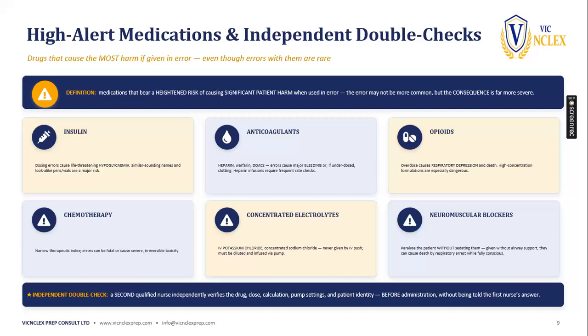So take note of these high alert medications. One thing about them is that they need a second nurse to independently verify the dosage, the drug itself, the calculation, whether it's calculated correctly, the infusion pump setting, and the patient identity before we administer it, right? It's not just one nurse that will do it. We need a second nurse to verify. So this is what we call high alert medication.